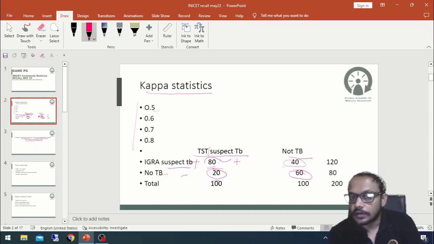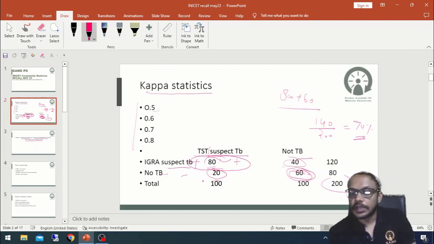So, we can say that this is the agreement: both TST and IGRA are saying positive, and here both are saying negative. So, this is total agreement, 80 plus 60. So, 80 plus 60 is the total agreement, that means 140 out of 200. That means it is near about 70%. So, 70% agreement is there.